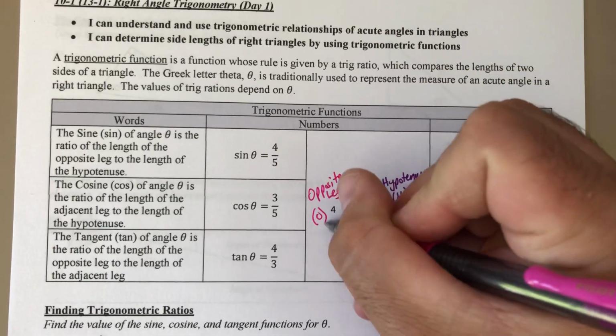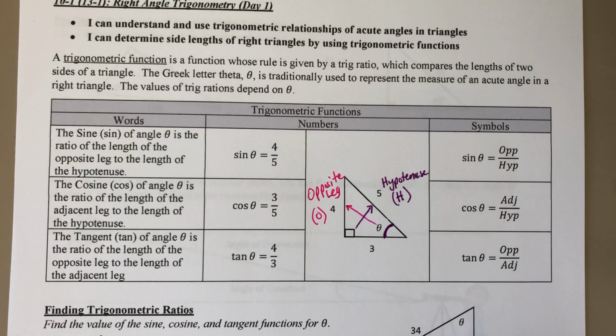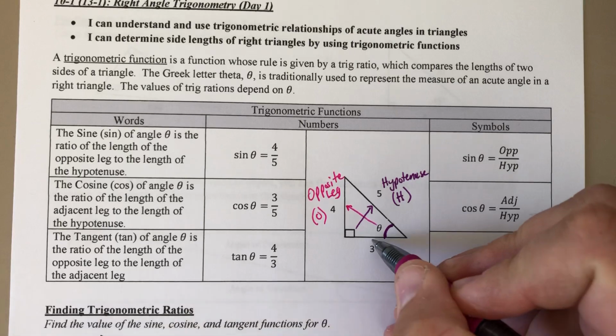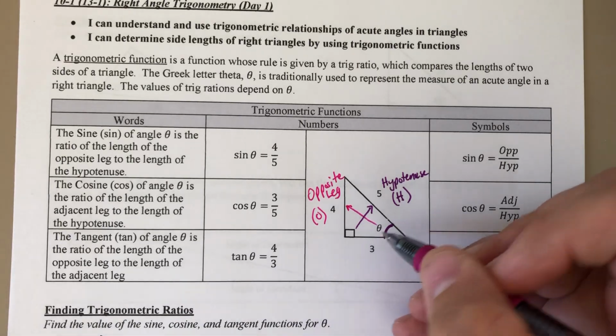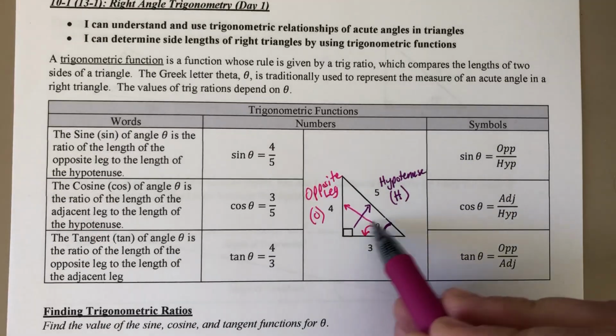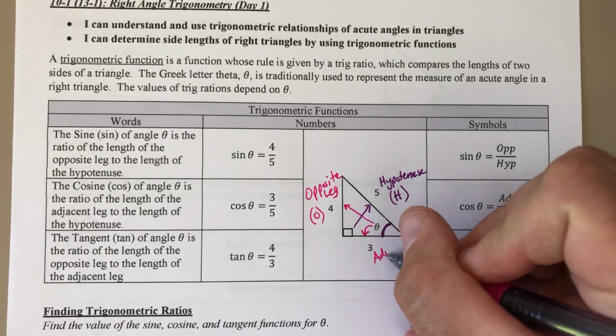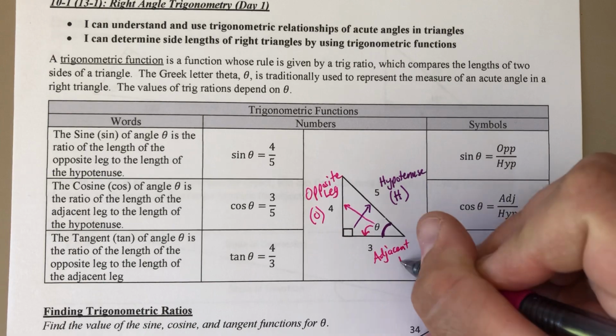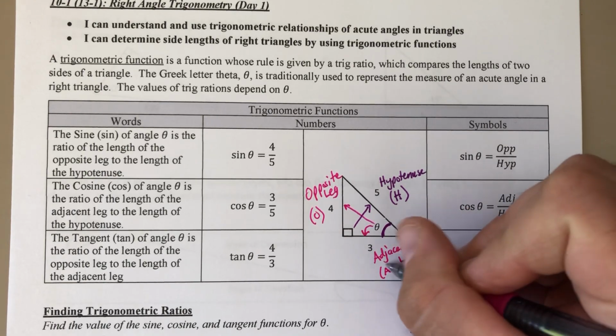I'll use O for opposite leg. And adjacent means next to. If you're talking about houses on a street, adjacent houses share a property line, right next to each other. So it's the leg that shares a side with the angle. This side right here with the 3 is our adjacent leg, and I'll just be calling it A from now on.